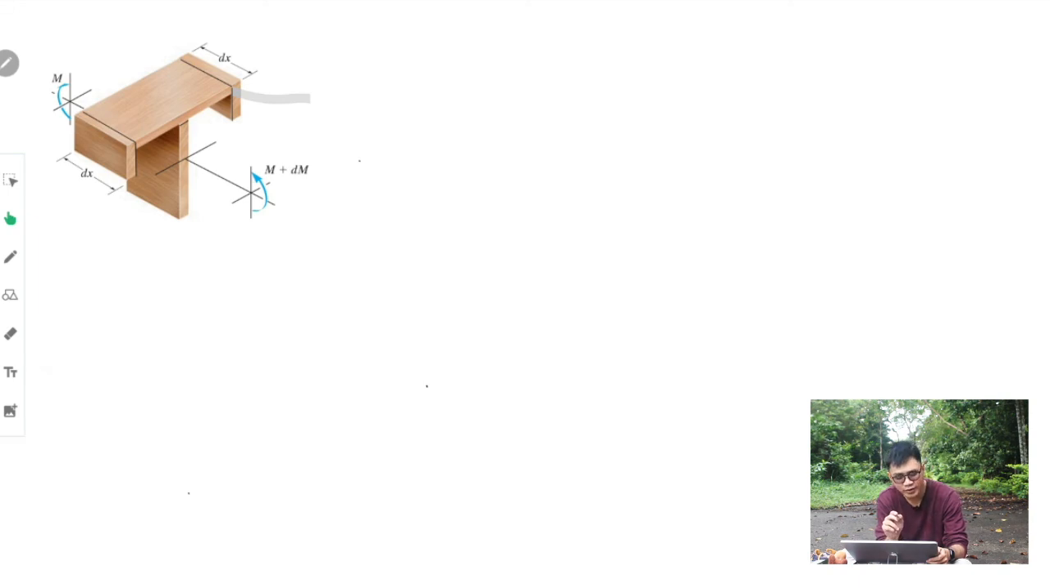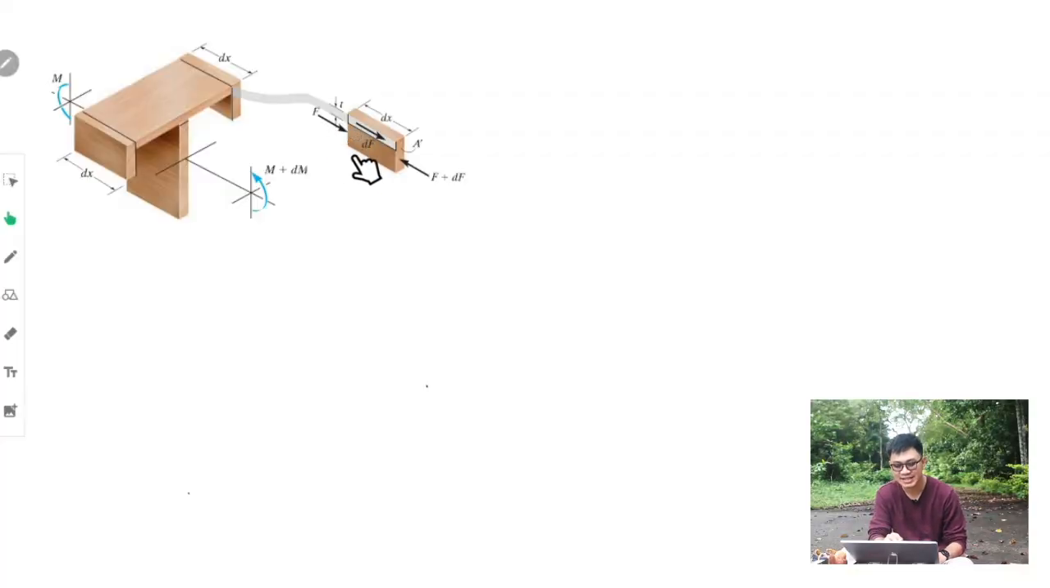Okay. And if we are going to observe the glued section of our plank, we can see it. Okay? And as you can see, these are the forces that are acting on this section right here on our plank. Due to your moment on the left portion, due to your moment M, you have a force of F that is acting on the other side, on this side of this plank. Okay? And on the other hand, on our right side, we have the moment M plus dM.